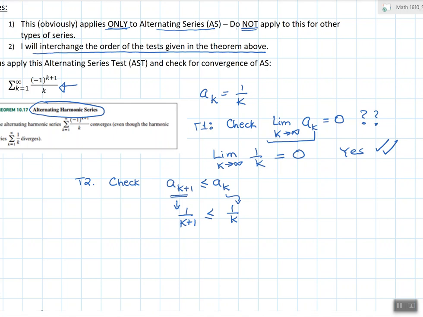Is it? So let's just cross multiply, and so we're going to get k less than or equal to k plus 1. I'm just taking this here and this one there. So you can cancel k and you get 0 is less than or equal to 1. Is that true? Yes. So therefore T2 is also true.